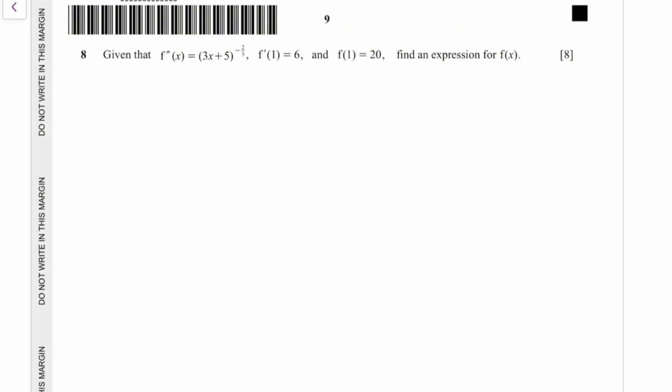Next question, question 8. Given that f double prime x is equal to 3x plus 5 to the power of negative 2 over 3, and f prime 1 is equals to 6 and f1 is equals to 20, find an expression of fx. First of all, what is f double prime?